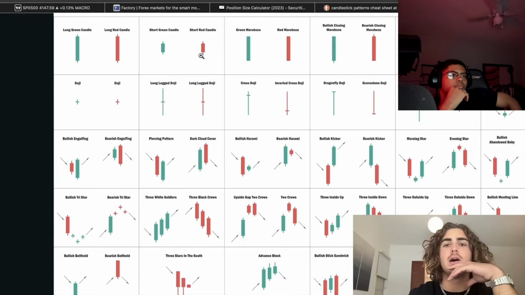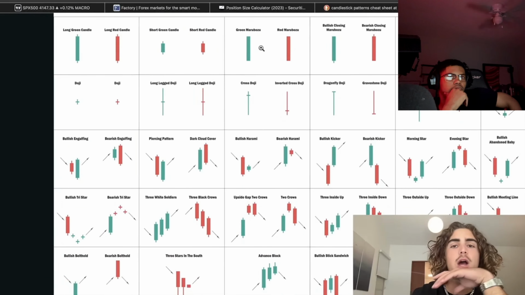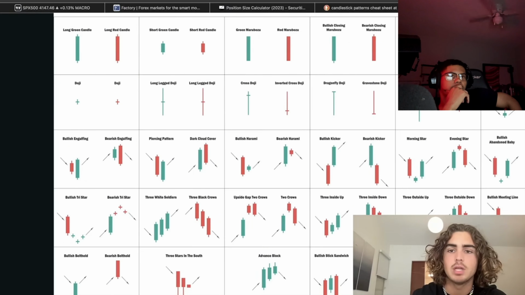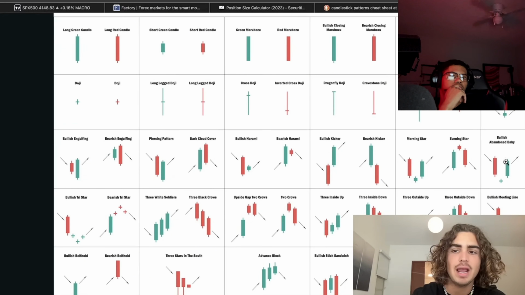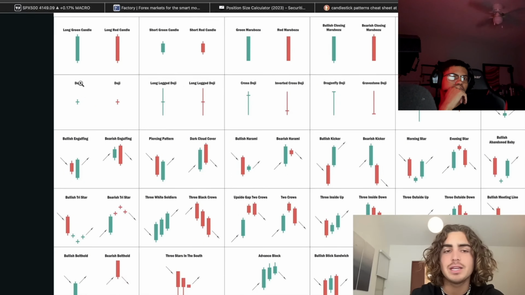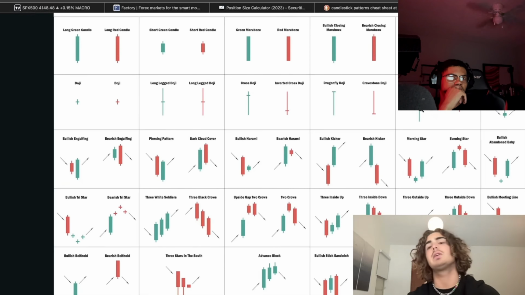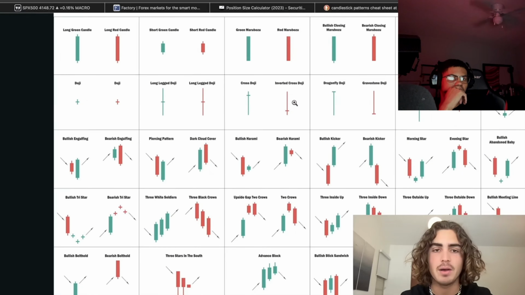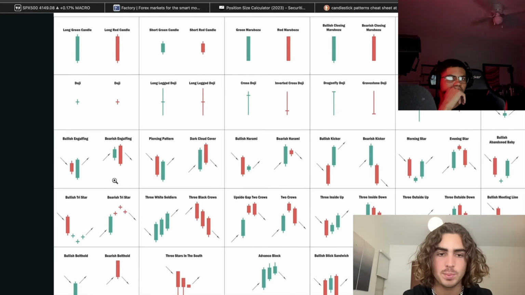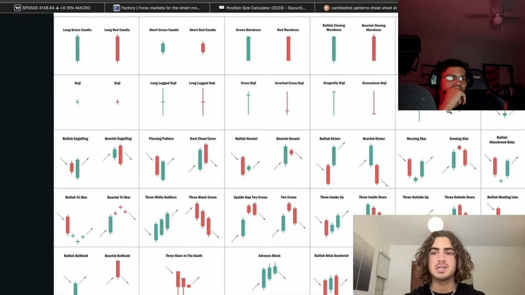Okay. I've seen this before. So, first of all, we don't give a fuck about this entire top row. I also don't give a fuck about anything from here and below. I only care about dojis, long-legged dojis. Long-legged dojis and dojis are the same thing. Cross dojis and inverse cross dojis, dragonfly dojis, hammers. Those are the only things I care about. Just this row. Forget about all this bullshit. This is garbage. Just focus on this row right here.